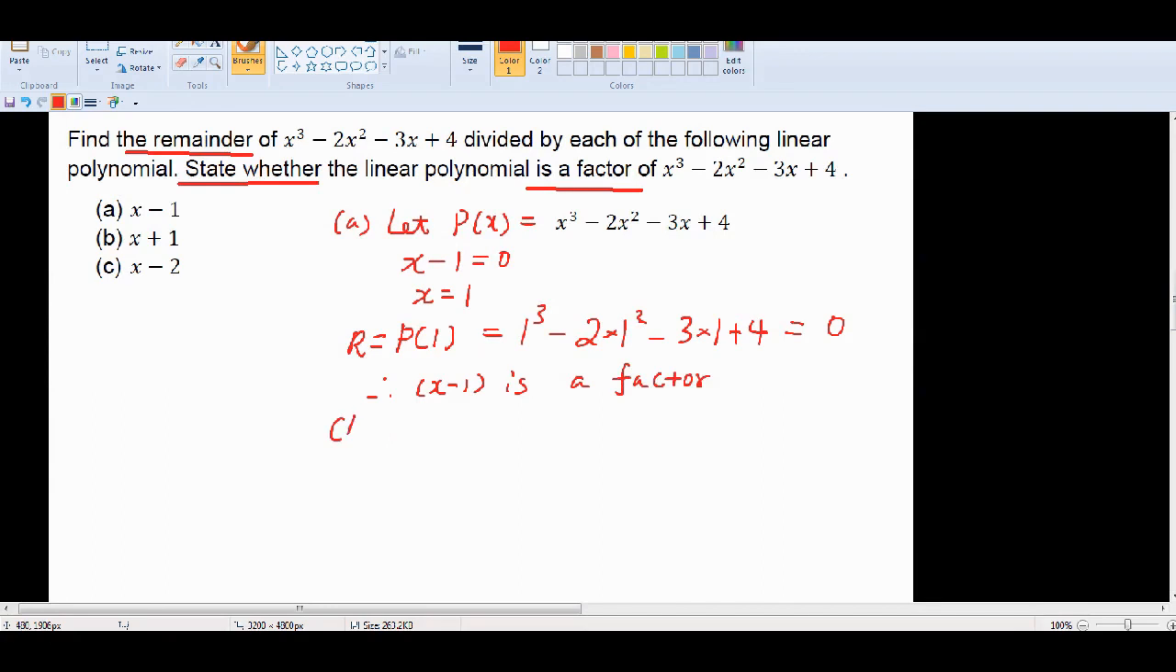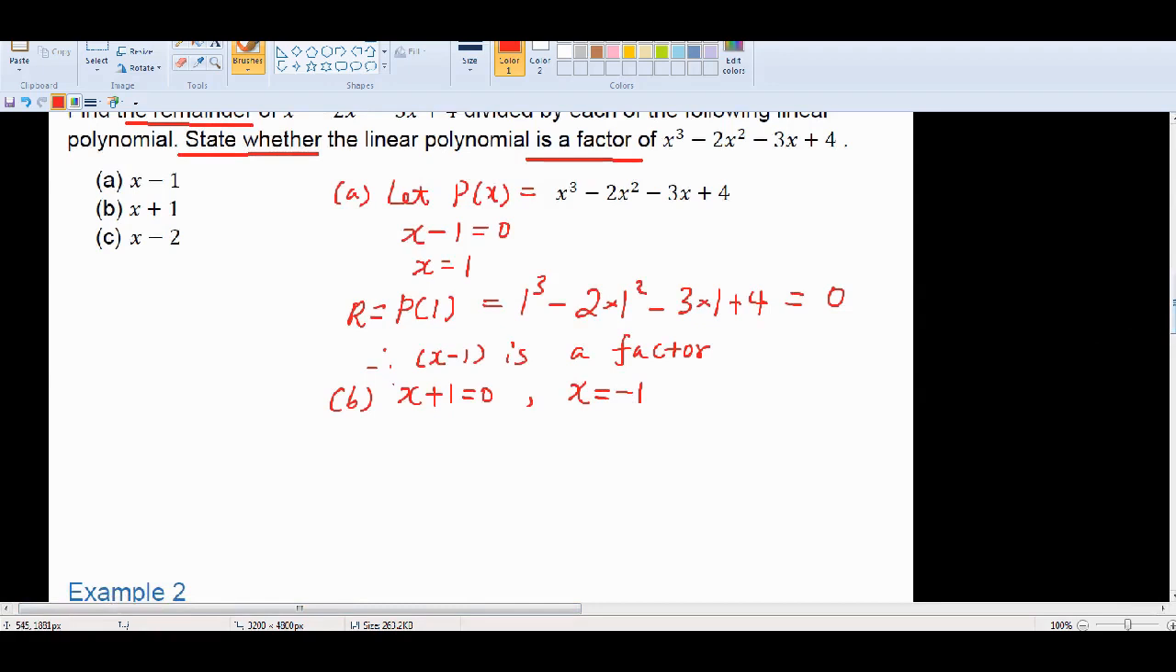Let's try b. For b, the divisor is x plus 1. You need to see what's the remainder when P(x) is divided by x plus 1. So you make that divisor equal 0, then you know x equals minus 1 if that divisor is to be 0. Let's try. We put minus 1 into the polynomial.